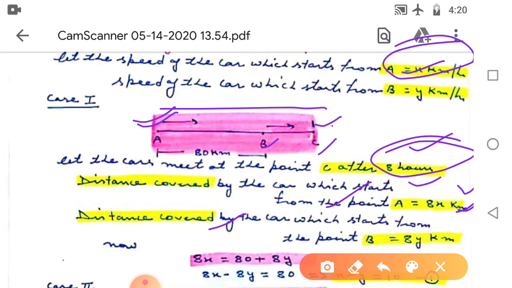and distance covered by car B from B to C, again the speed is y kilometer per hour. So what is the distance covered by car B in 8 hours? That is 8y. So this is 8y kilometers.